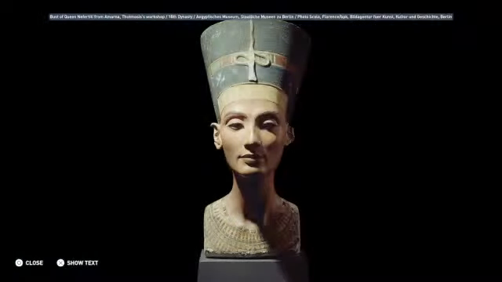And there you see a bust of Queen Nefertiti from Amarna, Thutmose Workshop, 18th Dynasty, Egypt.